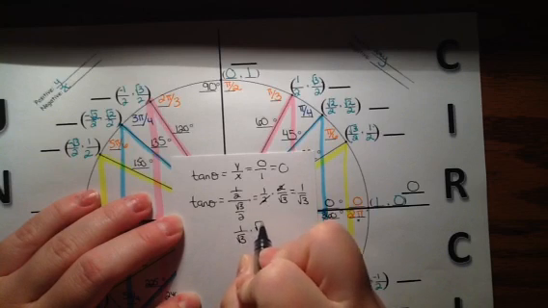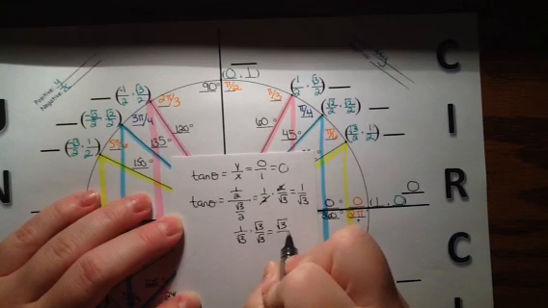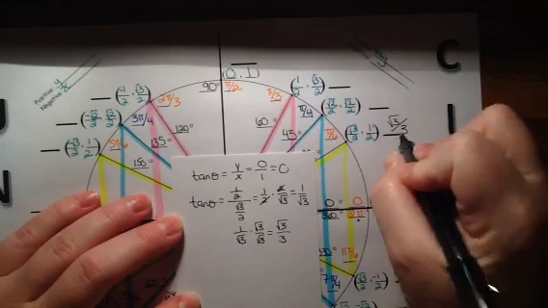We have to rationalize it by multiplying by the square root of 3 over the square root of 3, which is going to get us the square root of 3 over 3. So the square root of 3 over 3.